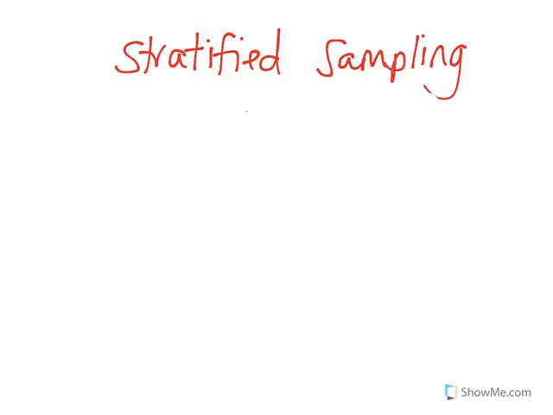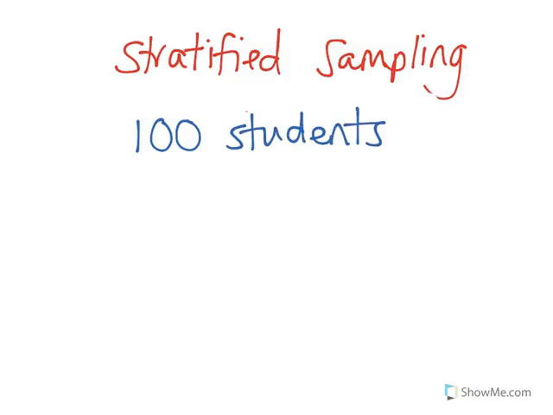Right, we're looking at stratified sampling, and to start off with I just want to do a real basic example to get you thinking about what this actually means. So, let's say in a school there are 100 students. Now, let's pretend that this has been made up of 70 boys and 30 girls.